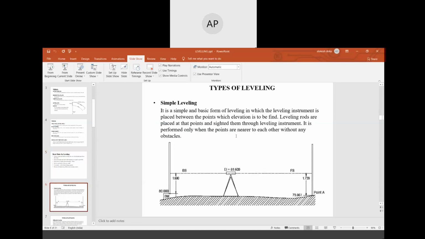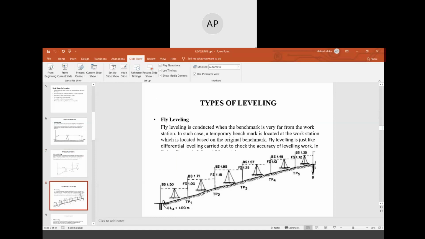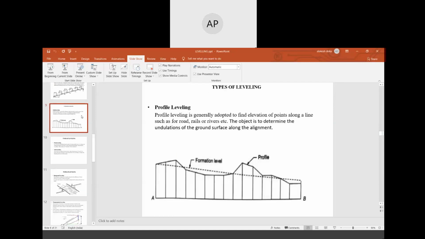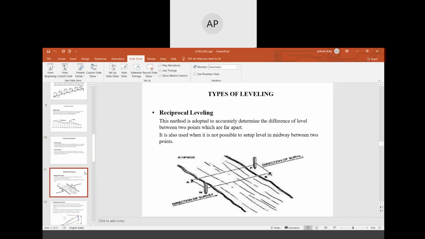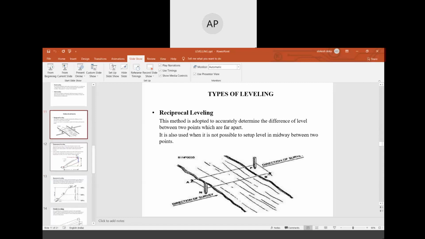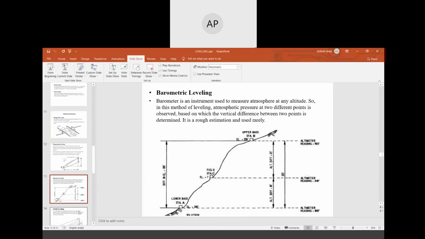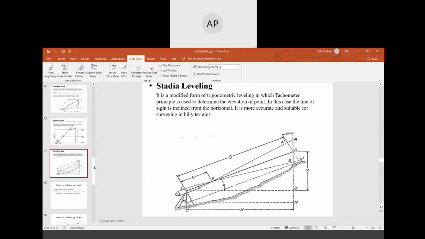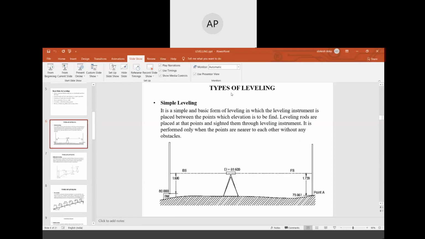Next, what are the different types of leveling? One of them is simple leveling. Next is differential leveling. Again, we have fly leveling, profile leveling, precise leveling, and check leveling, reciprocal leveling, trigonometric leveling, barometric leveling, and stadia leveling. First one is simple leveling.